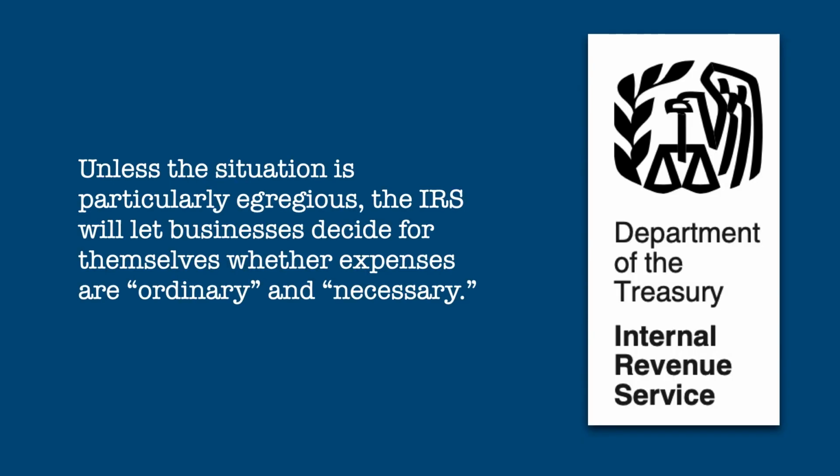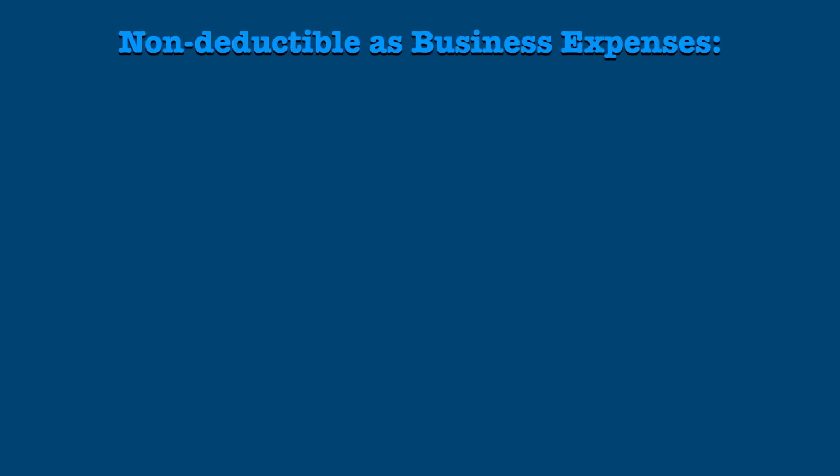In general, unless the situation is particularly egregious, the IRS will let businesses decide for themselves whether expenses are ordinary and necessary. And if the business engages an accountant or tax professional, these people will usually make sure that expenses meet both these tests. It's now time to look at expenditures that businesses routinely make that are not deductible as business expenses on a Schedule C. Some of these expenses are not deductible at all, and others are deductible, just not on the Schedule C.